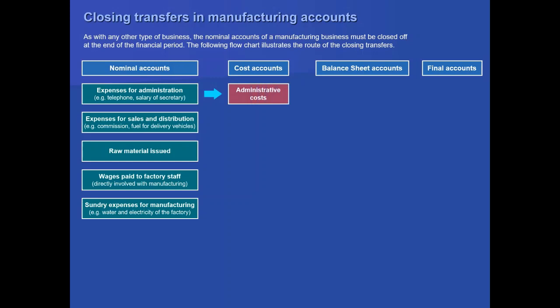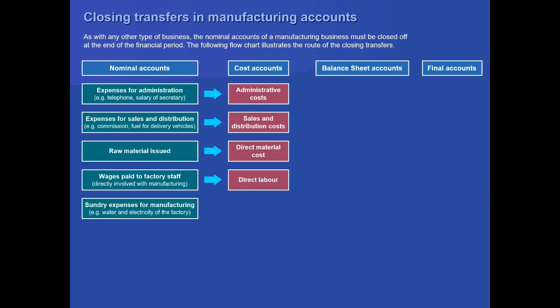Our expenses for administration we transfer to our administrative cost account. Our expenses for sales and distribution go to our sales and distribution cost account. Our raw material issues go to our direct material costs. Our wages directly paid to factory staff go to direct labor. Our sundry expenses relating to manufacturing go to manufacturing overheads. So these are all cost accounts. We move from nominal accounts to cost accounts.